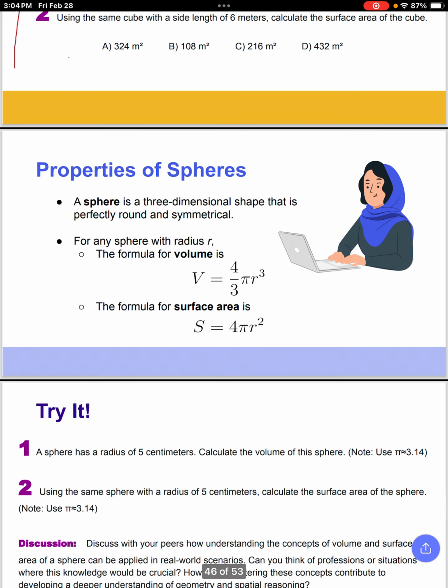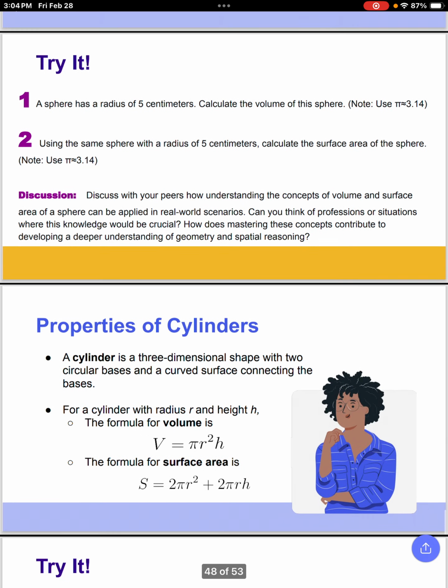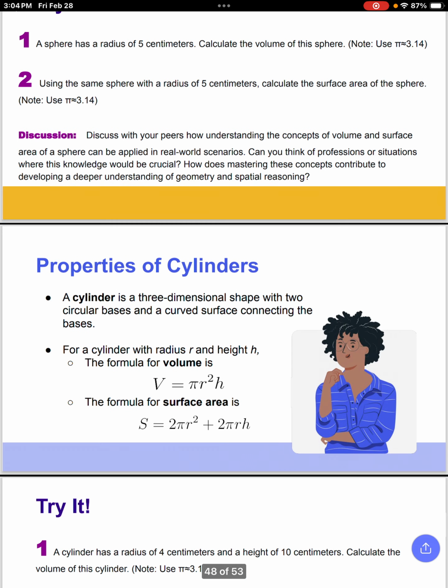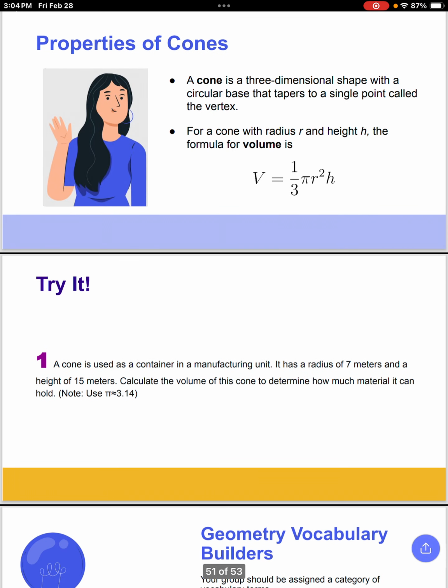So spheres are like cubes. They're a circle that's kind of like a ball. We have cylinders. The volume of a cylinder is pi r squared h. Surface area is the area of the base times the height. And we have cones. Here's the volume of a cone.